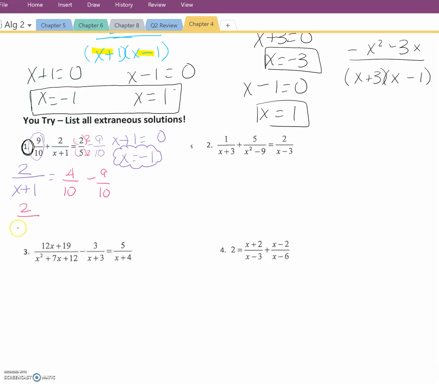So 2 over x plus 1 would equal negative 5/10. Cross multiply, 2 times 10 is 20. Cross multiply negative 5x. Negative 5 plus 1 is negative 5. Add 5 to both sides, positive 25. That equals negative 5x, so x has to equal negative 5.